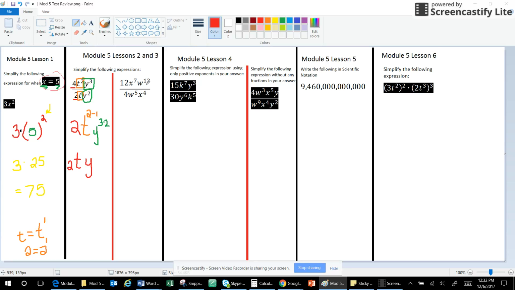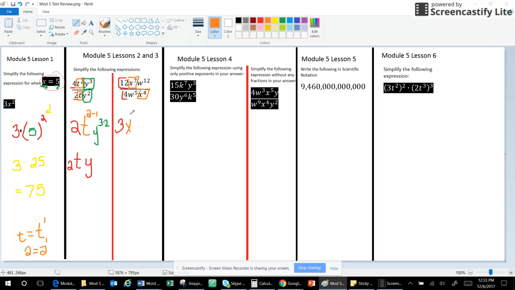All right, try the next one. 12x to the 7th, w to the 12th, divided by 4w to the 5th, x to the 4th. Let's continue when you're ready to check your work. So just like in the previous one, I see I have a 12 and a 4. I can do 12 divided by 4, and that's 3. Next, I see I have an x to the 7th on the top, and I have an x to the 4th on the bottom. Now, notice they're not in the same order, but that doesn't matter, okay?